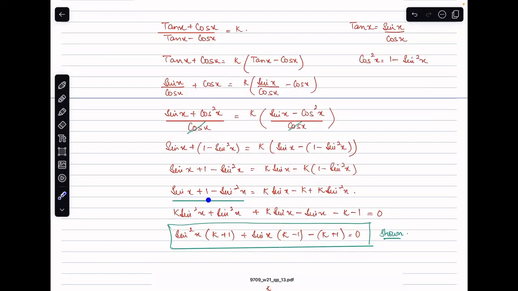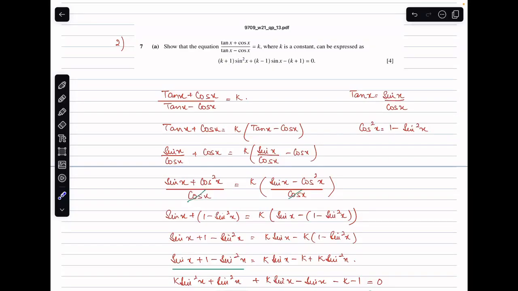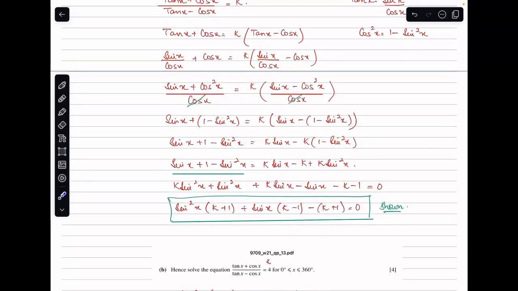I'll take all the terms on the left side to the right side, so this becomes k sin square x plus sin square x, k sin x minus sin x, and then I have a minus k and a minus 1, which will be equal to 0. Taking sine square x common, I'll be left with k plus 1. Taking sine x common, I'll be left with k minus 1, and then taking negative common from here, I'll be left with k plus 1, which equals 0. This is the required form, and we have obtained the equation, and this is shown.